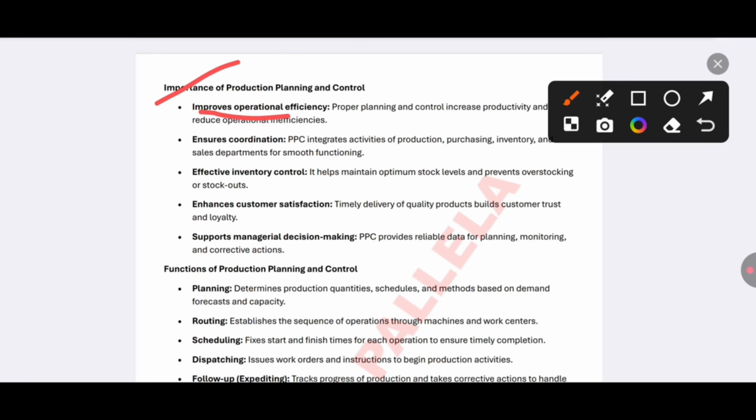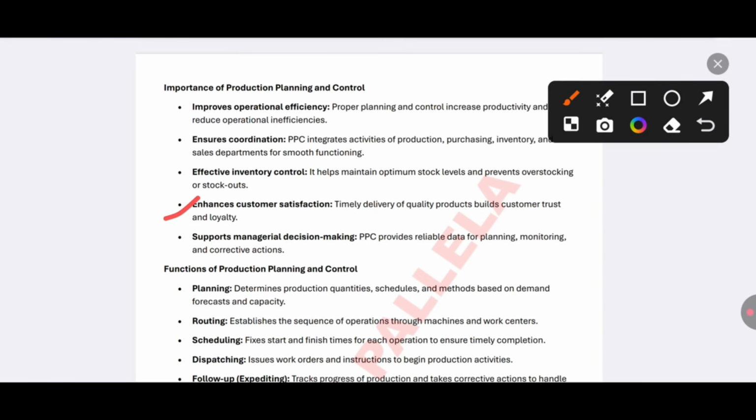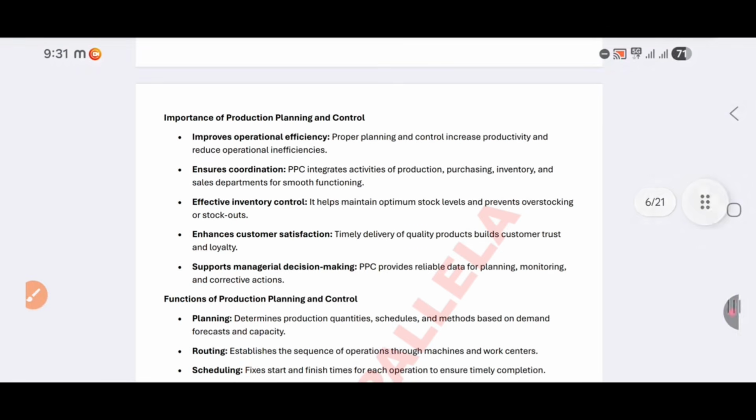First one, it improves operational efficiency. That means it increases productivity and reduces cost. Next one, it ensures coordination. Whatever production, purchasing, inventory and stock there is, it combines all the activities to run the organization smoothly. Then effective inventory control, like maintaining the stock: how much stock is coming, how much is going, what is the balancing stock. It enhances customer satisfaction and is helpful for managerial decision making also. So these are the importance of production planning and control.